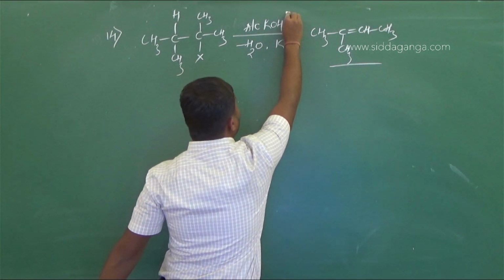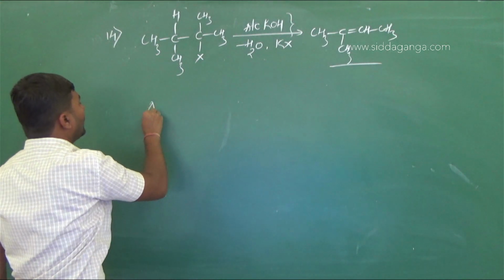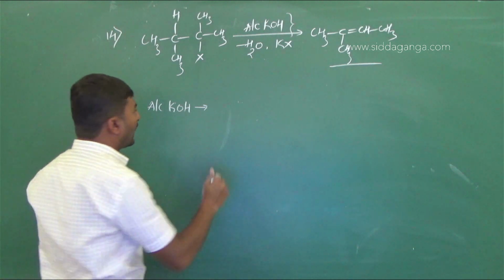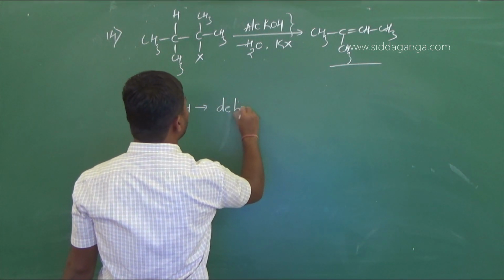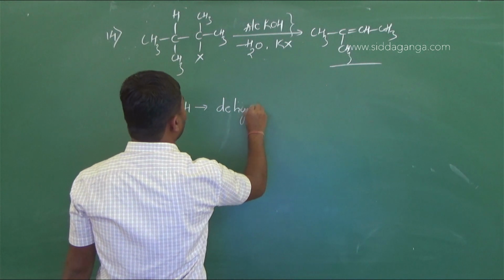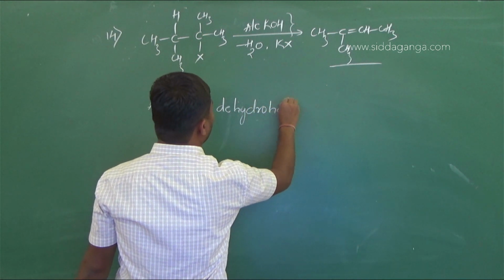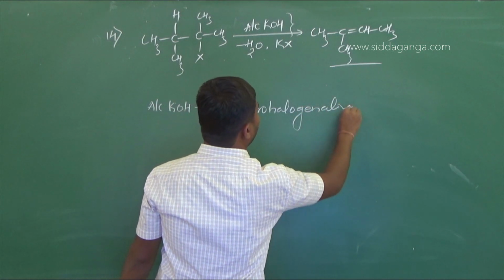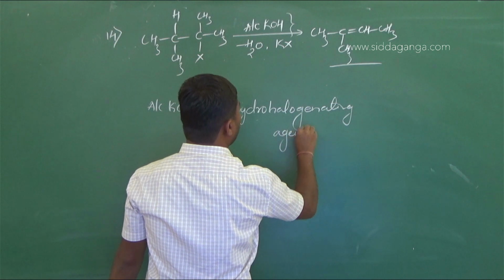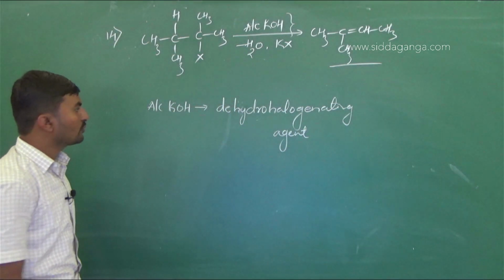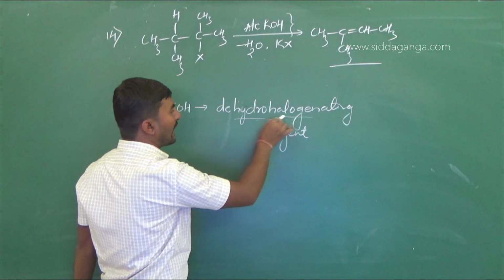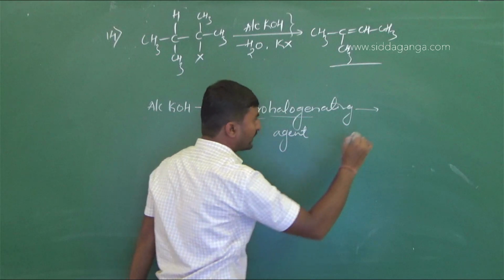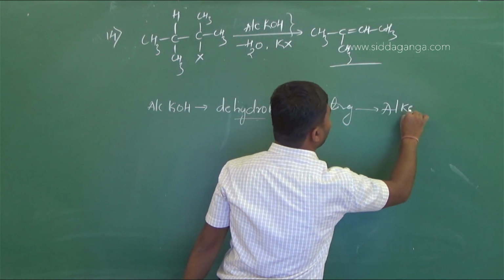So the reactions in which we make use of alcoholic KOH, dehydrohalogenation takes place. So what is the nature of alcoholic KOH? This is a dehydrohalogenating agent. What does it do? It removes both hydrogen as well as halogen from the reaction and results in the formation of an alkene. It generates an alkene.